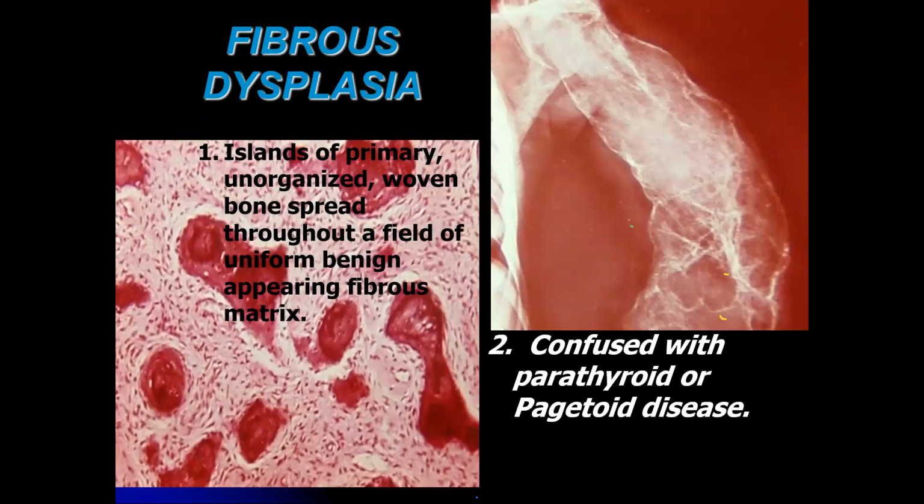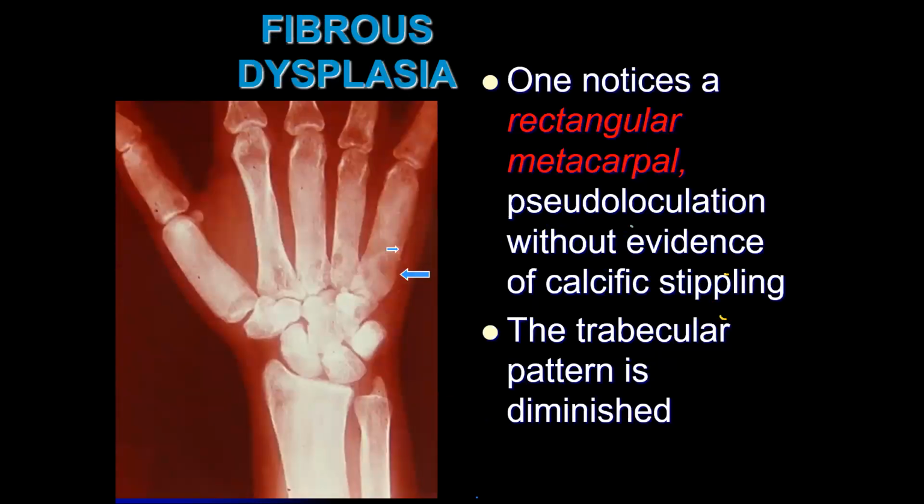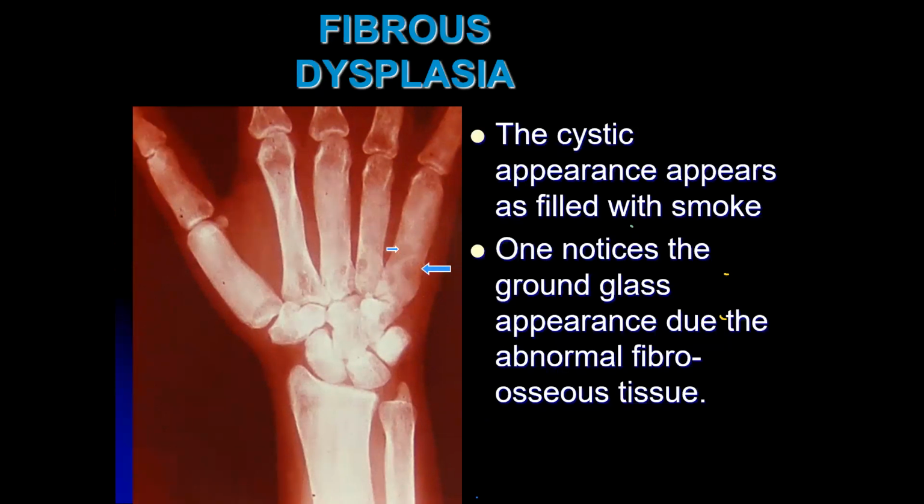This is another case of fibrous dysplasia. This is another case. You see the ground glass appearance of the proximal femur. You see that there is squaring of the metacarpal bones, okay, and calcific stippling. Likewise, over here, you see the appearance filled with smoke. It's a smoke-like ground glass appearance.